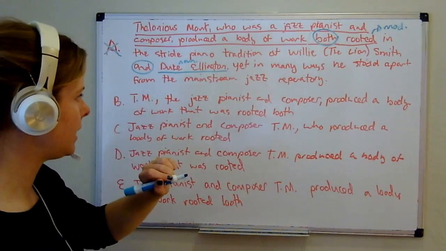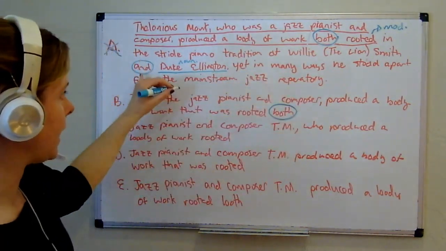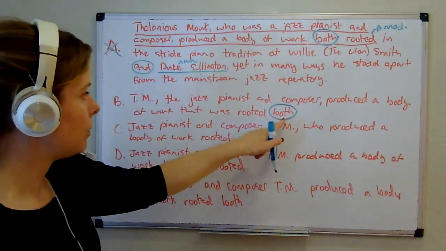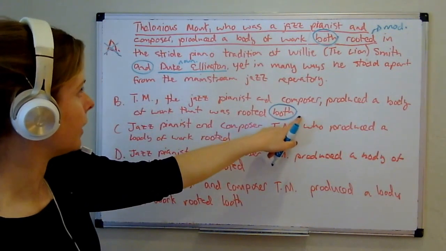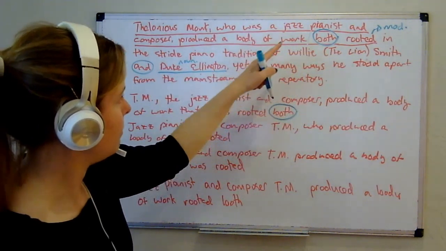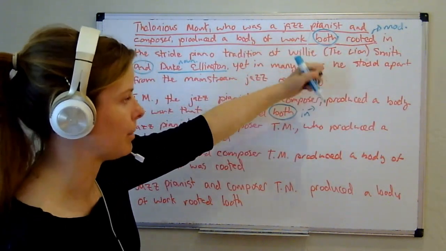Let's take a look at B. Same thing, what's popping off the page is the both and then the and here. We've flip-flopped a little bit in our root, but immediately following both here, we have both in the stride piano tradition. So we have this prepositional phrase.